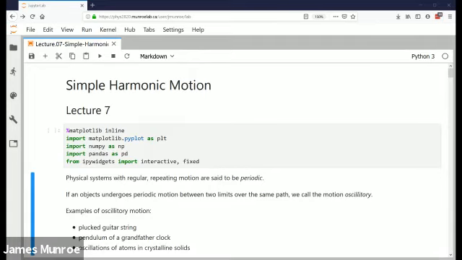Anything with repeating motion is said to be a periodic physical system. If an object is undergoing periodic motion and going between two limits over the same path, we sometimes call that motion oscillatory. Oscillatory systems are everywhere in physics. You might be familiar with guitar strings being plucked or any sort of vibrating things, a pendulum swinging back and forth, either inside of a clock or from a long rope with a mass. But they occur at lots of scales in physics, including the oscillations of atoms inside crystals. So there's lots of systems that undergo oscillatory motion in physics.